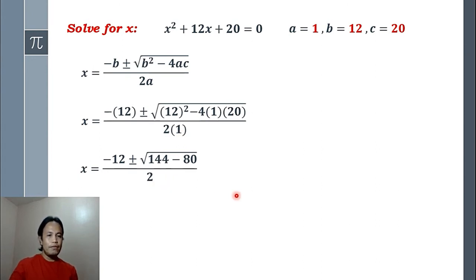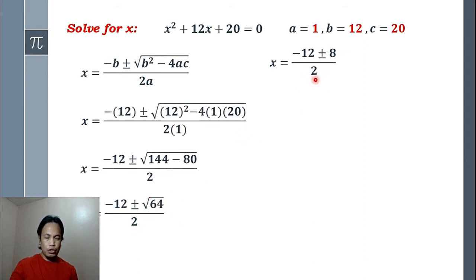So then simplify further. We copy negative 12, then we have 144 minus 80 is 64. Then we copy positive 2. Then the square root of 64 is 8. So we copy negative 12 plus and minus the square root of 64, which is 8, over 2.